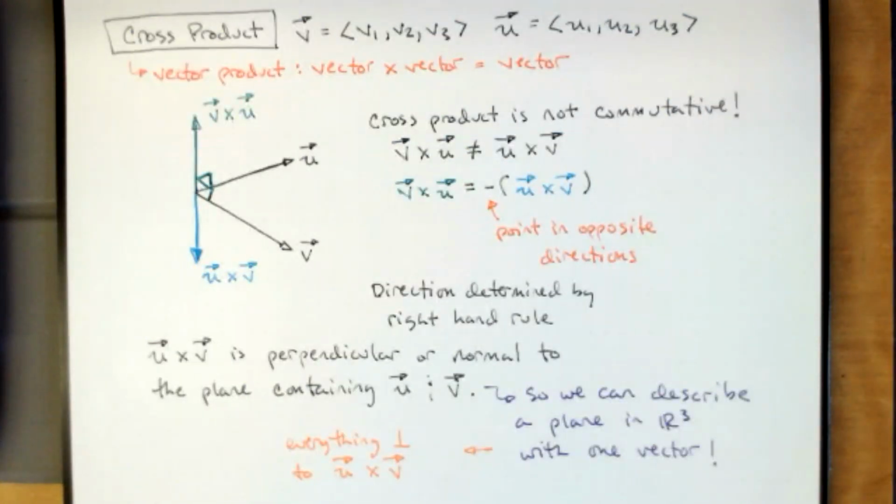But in R3, this is pretty easy. Rather than describing a plane with 2 vectors, a plane that we might want to describe because it's, say, tangent to a surface at a point, we can just describe that plane with one vector by saying everything perpendicular to this one vector.